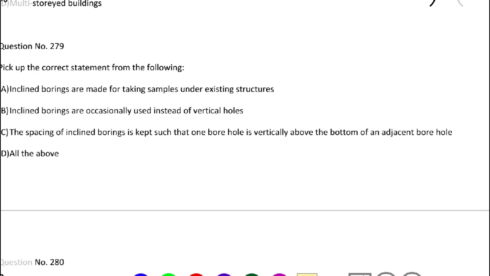Next question, pick up the correct statement from the following. Option A, inclined boring is made for taking samples under the existing structure. Option B, inclined borings are occasionally used instead of vertical holes. Option C, the spacing of inclined boring is kept such that one borehole is vertically above the bottom of the adjacent borehole. Option D, all the above. The correct answer is option D, all the above.